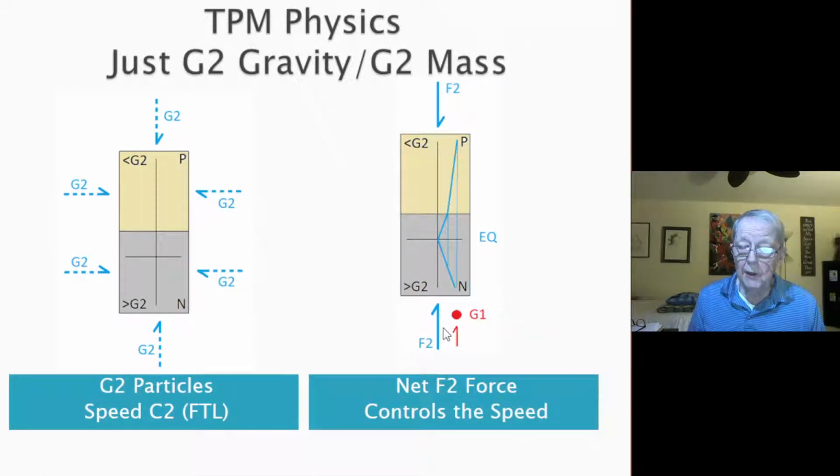This is one of the key things. This force, this net F2 force, controls the speed, and it turns out that the speed is dependent on the G2 mass of this diode.